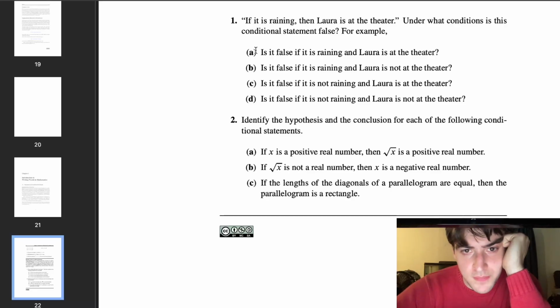Under what conditions is this conditional statement false? For example, is it false if it is raining and Laura is at the theater? No. That would make it true. Is it false if it is raining and Laura is not at the theater? Yes, that would make it false. Is it false if it is not raining and Laura is at the theater?